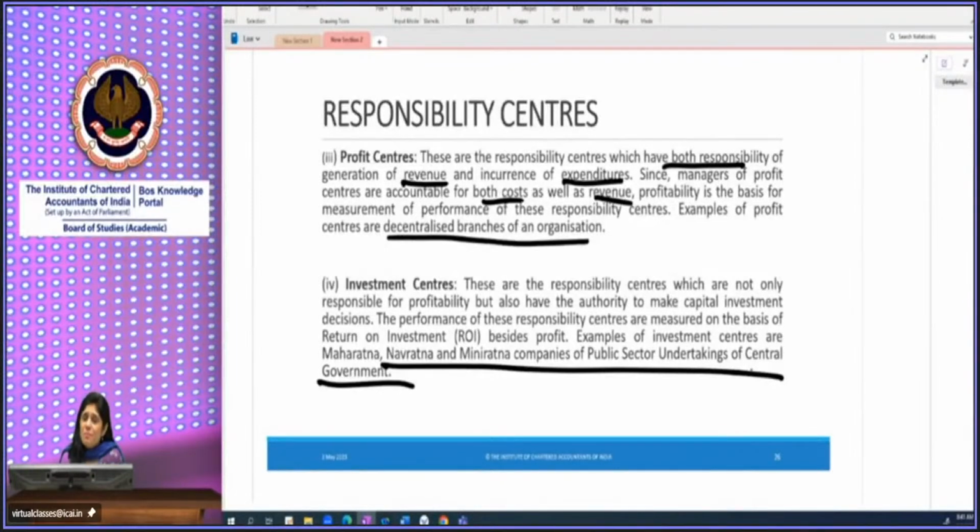But the investment centers means they will be generating cost also, revenue also, and they are allowed to make investments also, and they are answerable for the return on investment, right? So the public sector undertakings are the best example. They work under the government leadership, but they are in the organization in their own way. They can make investments also, and then they are answerable for return on investments they are making. So they are called investment centers. So I hope you have got an idea.